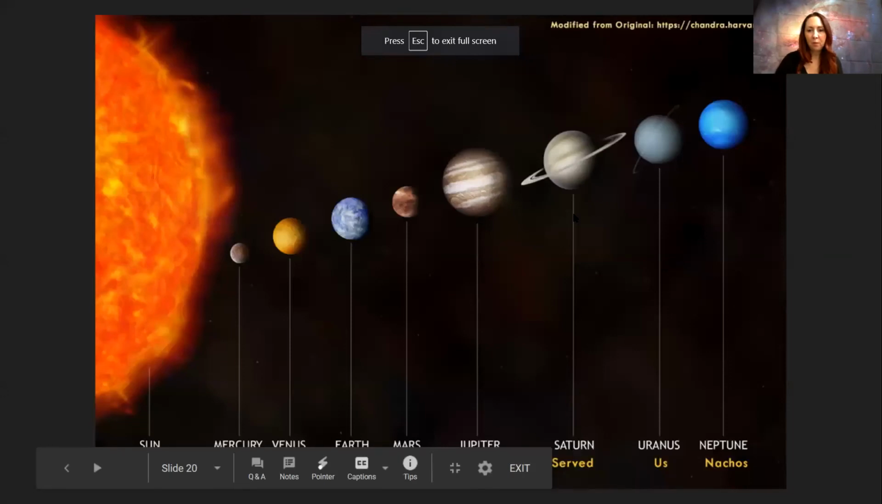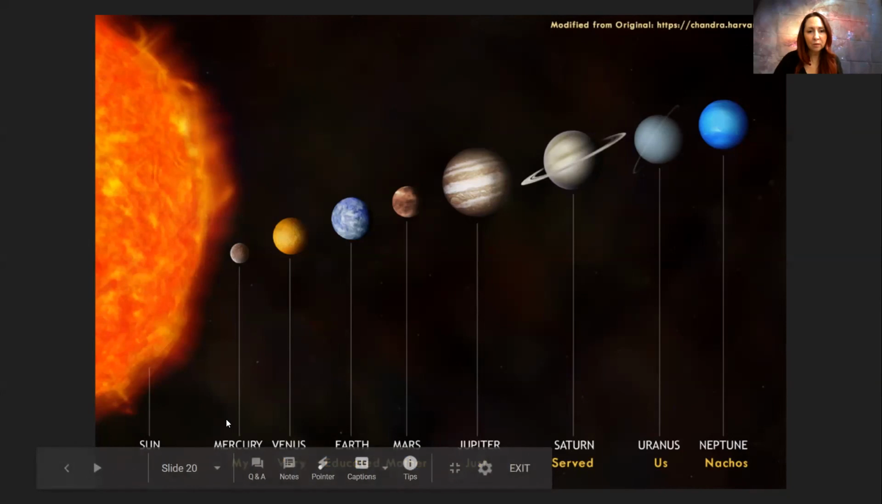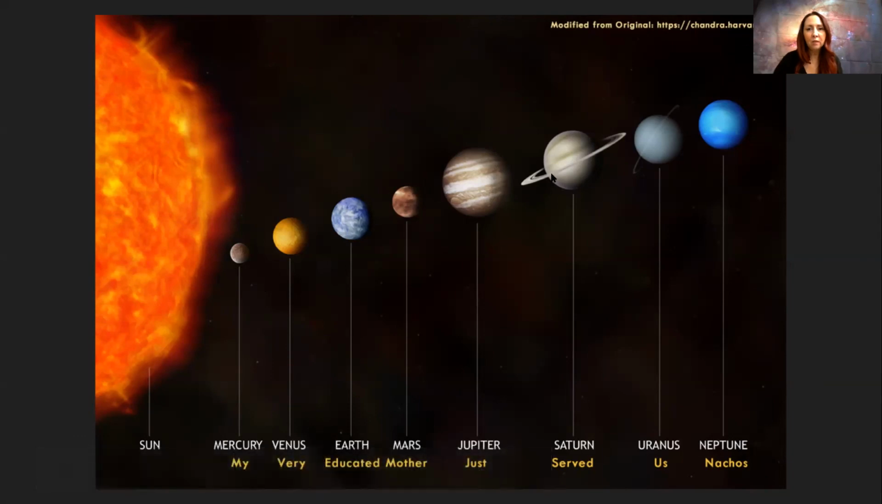Okay, here's our diagram to help us remember. So we have the sun over here, a great big sun. And then we have Mercury, Venus, Earth, Mars, Jupiter, Saturn, Uranus, Neptune. Do you remember the trick to remembering what order they went in? My very excellent mother just served us nachos. Remember, my starts with an M, Mercury starts with an M. Very starts with a V, and Venus starts with a V. My very excellent mother just served us nachos. And then you can remember the order of the planets.